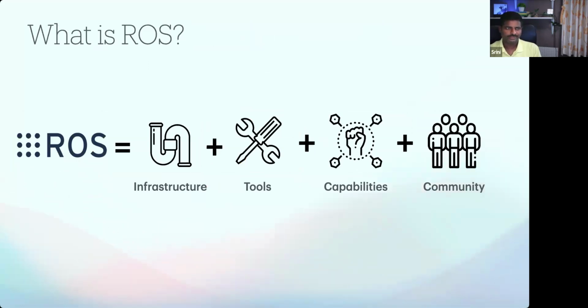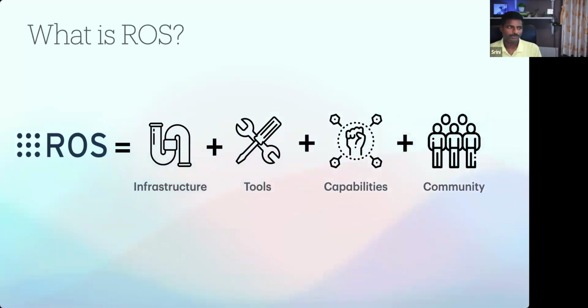So what is ROS in general? I initially mentioned that it's a robot operating system, but I did say that it's not an operating system in the traditional sense. So what essentially is it? It is a couple of things. ROS basically provides infrastructure, tools, capabilities, and community. So it's a combination of these four things that makes up ROS.